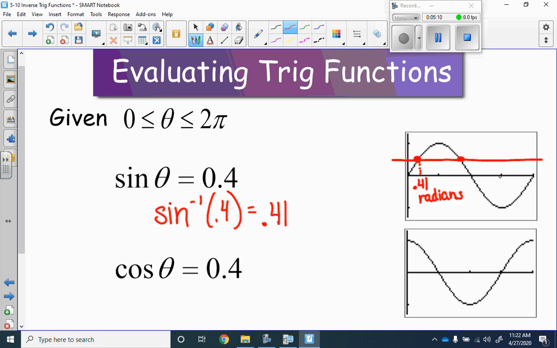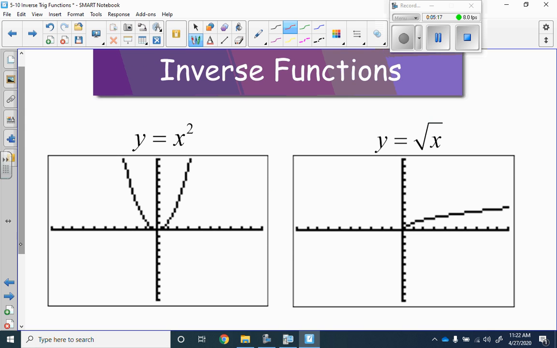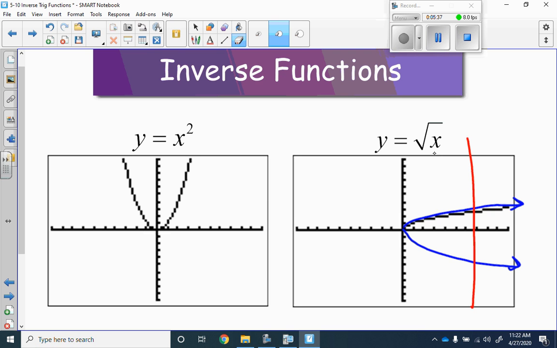And so what is it about your calculator that does this? Let me take you back to when we talked about the quadratic function and the square root function. When you take the inverse of the quadratic function, you get y equals the square root of x. But notice that it's not that full parabola on its side, because now it doesn't pass the vertical line test. That would mean that your square root graph here would not be a function.